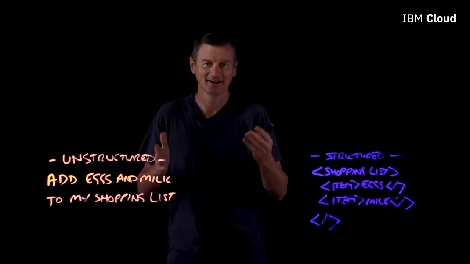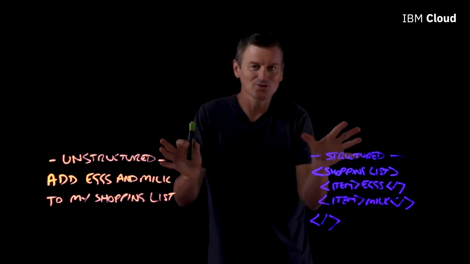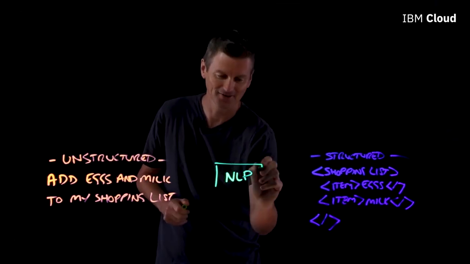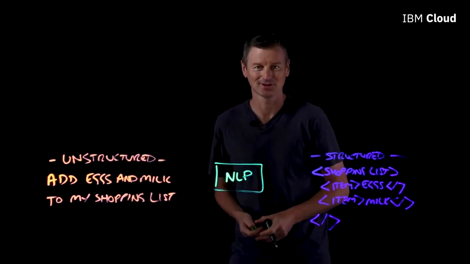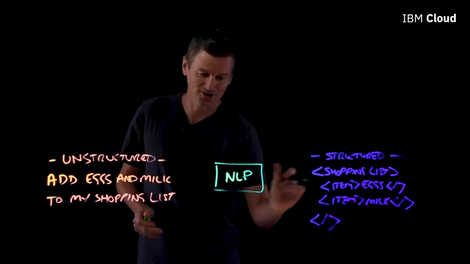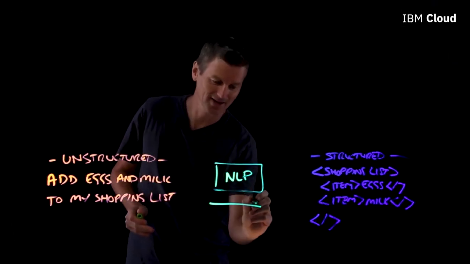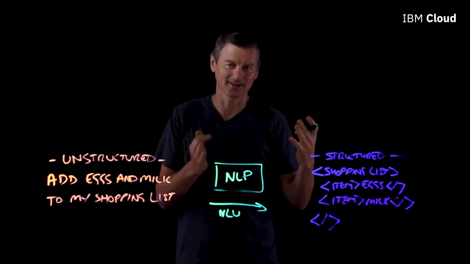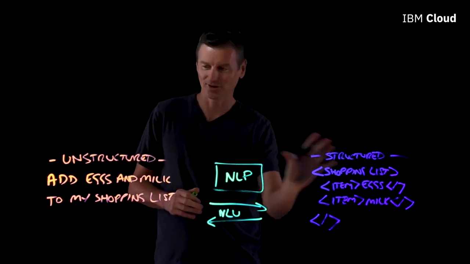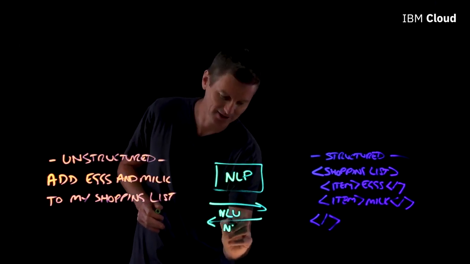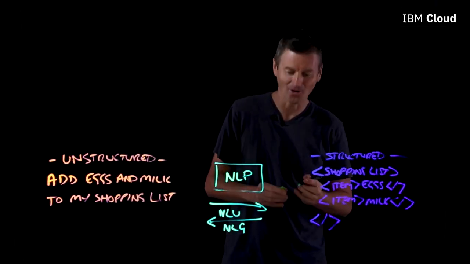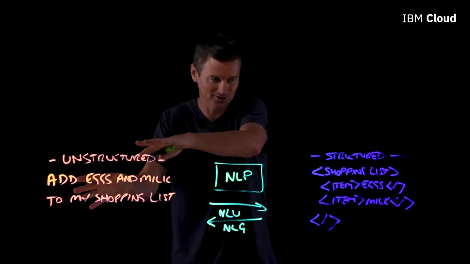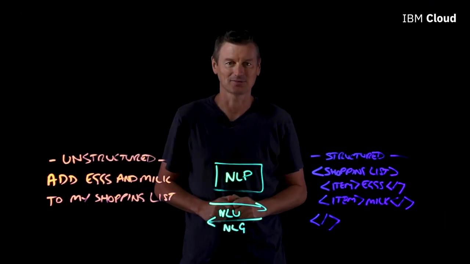Now, the job of natural language processing is to translate between these two things. So NLP sits right in the middle here, translating between unstructured and structured data. And when we go from unstructured here to structured this way, that's called NLU, or natural language understanding. And when we go this way, from structured to unstructured, that's called natural language generation, or NLG. We're going to focus today primarily on going from unstructured to structured in natural language processing.